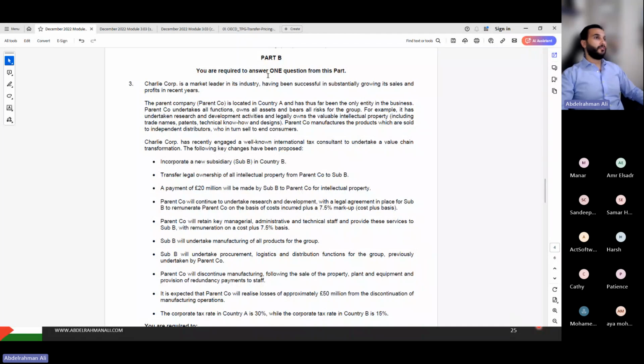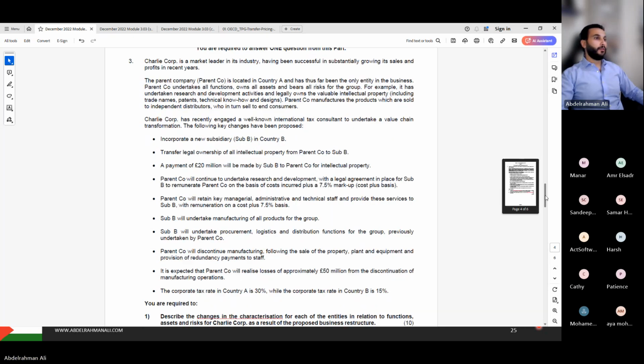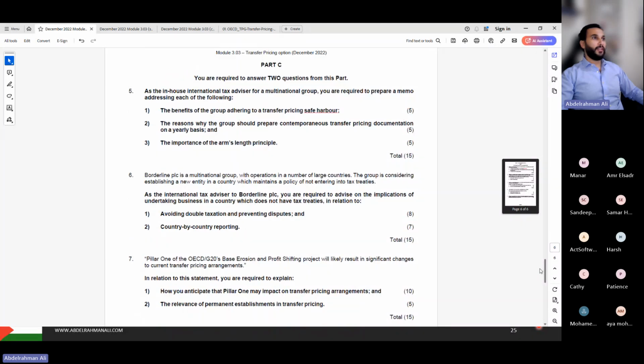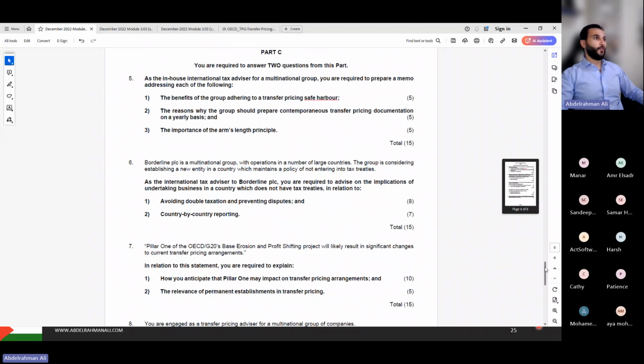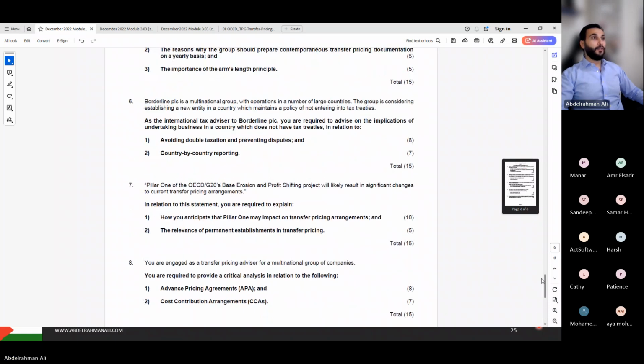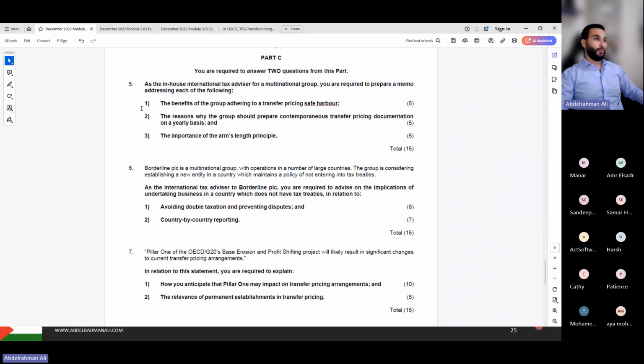Maybe some of you might not prefer the same mechanism, but if you prefer it, that's up to you. Part B is again a case study that you will have to interpret. In fact, it's 20% of my exam. Part C is 2 questions: I have to take 2 questions out of those 5, if I'm not mistaken. So I have to attempt 2, and I will get 30 marks.